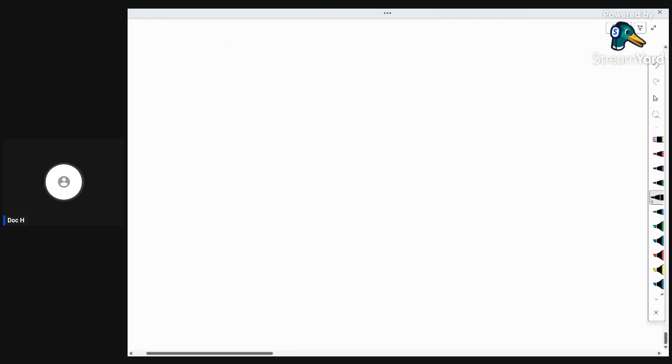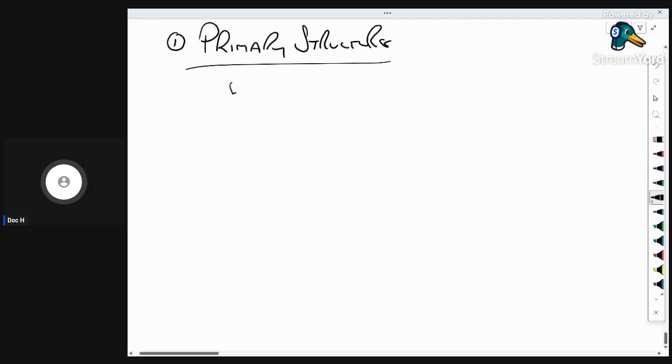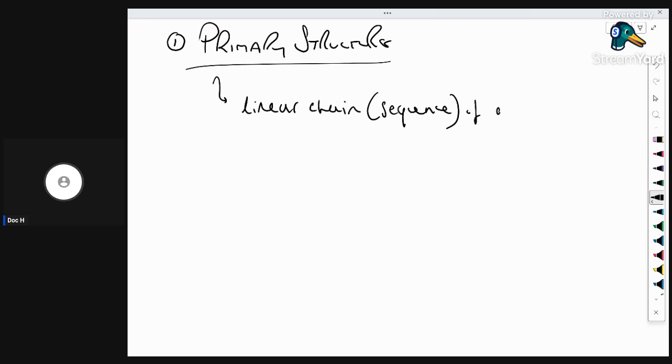So the first thing to note is that the first level, number one, of protein structure is called primary sequence or primary structure. Very simply, this refers to when the protein is first made and we have the linear chain and the sequence, the order of amino acids that we have.